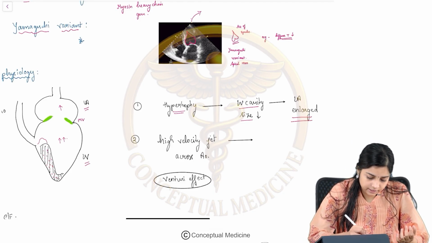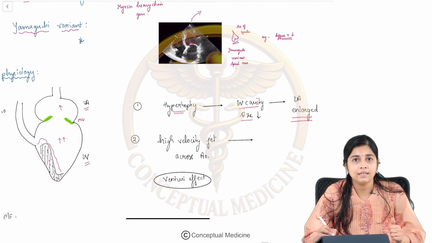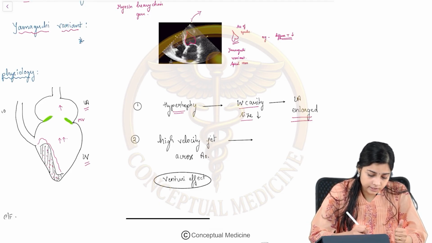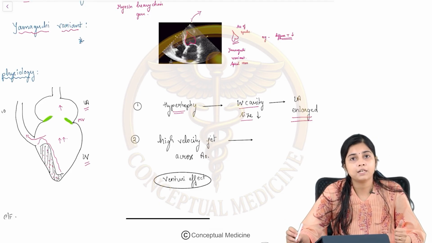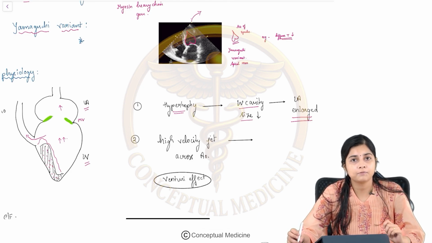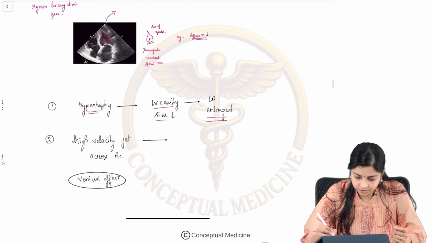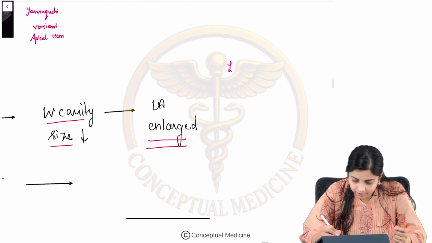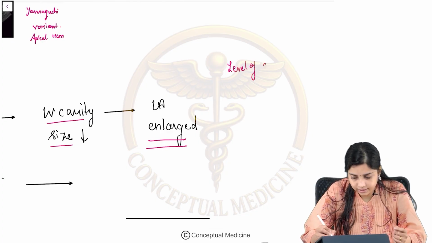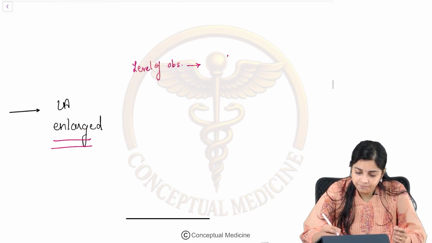Also, don't you feel that this asymmetrical septal hypertrophy causes a decrease in the LV cavity size, and also there is an obstruction to the flow of blood from the LV to the aorta? Where is the level of obstruction? The level of obstruction is below the aortic valve.